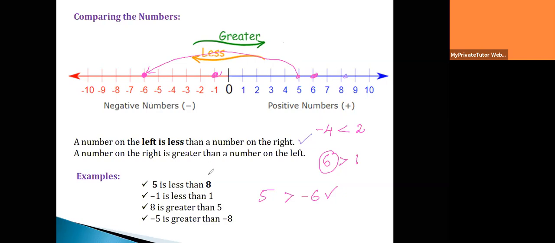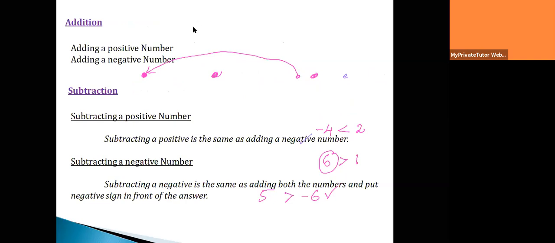Okay, so these are the comparisons of numbers. We'll try some exercises after the class. I hope everyone understands this. So in these integers, in these whole numbers, we are going to learn addition, subtraction, multiplication, and division. In addition, we have two things. Let me share the whiteboard.